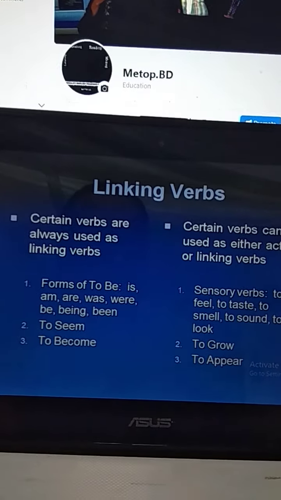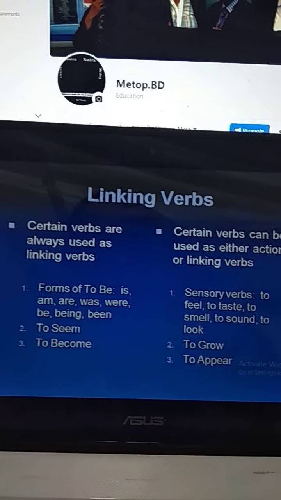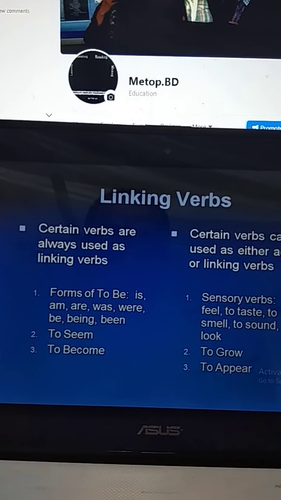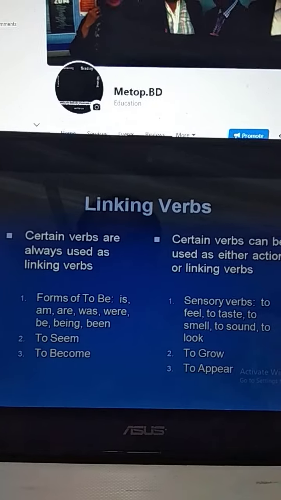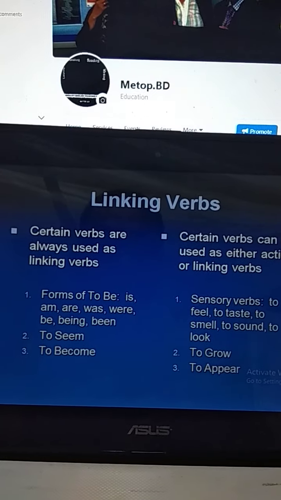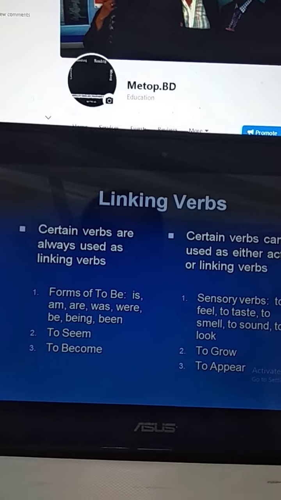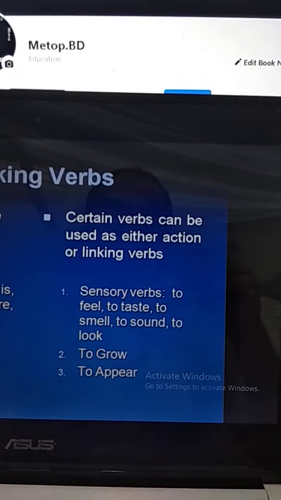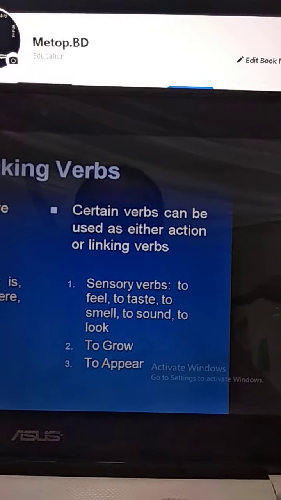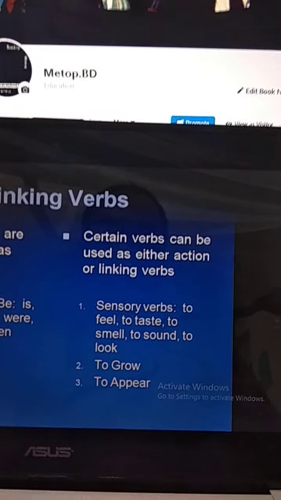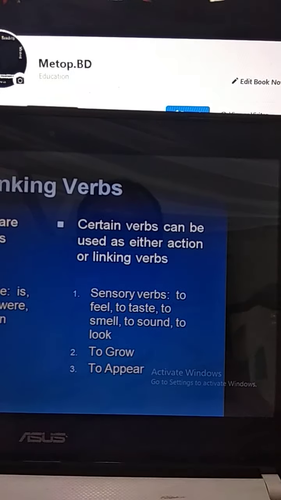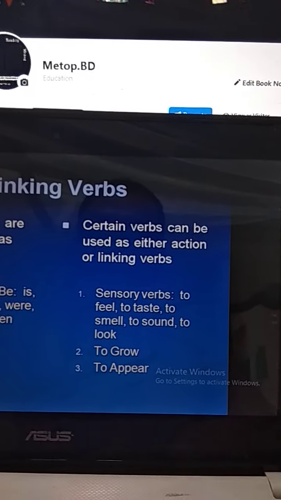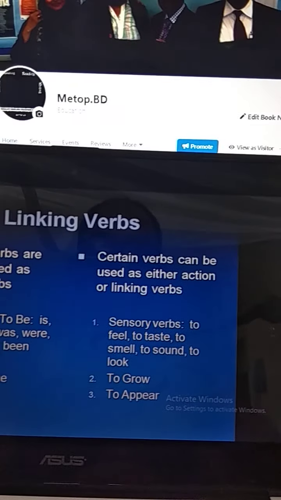Then linking verbs. Certain verbs are always used as linking verbs, like forms of to be: is, am, are, was, were, be, being, been. And number two, to seem, to become. And certain verbs can be used as either action or linking verbs. They're sensory verbs: to feel or to taste, to smell, to sound, to look. Number two, to grow, to appear.